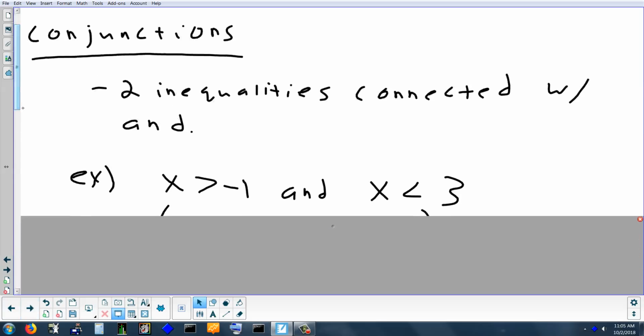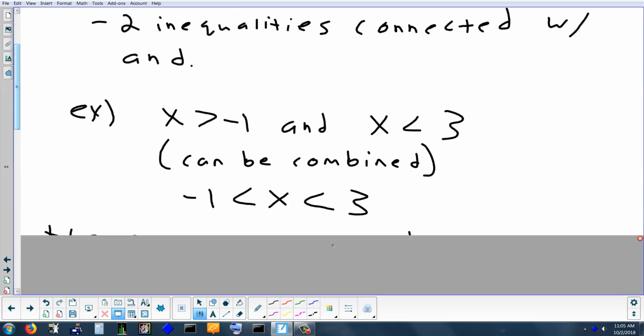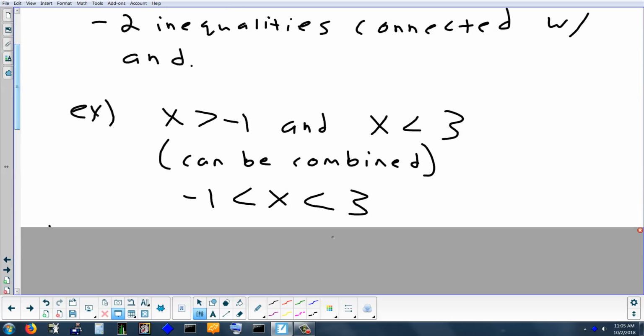Now, one thing we can do with a conjunction, so we don't have to write it like this, we can combine x is greater than -1 and x is less than 3 into one thing. So I'll show you how it looks combined. There's 2 ways to combine it. This is one. You start with x in the middle. You put the smaller number on the left. You put the bigger number on the right. And you have both inequality symbols pointing to the smaller number.